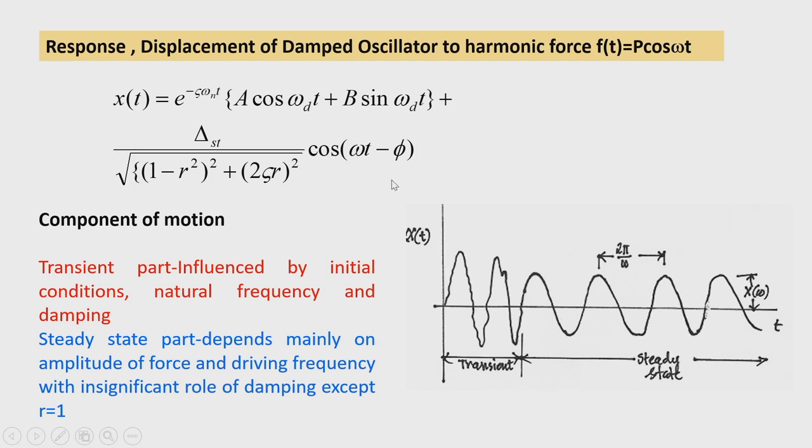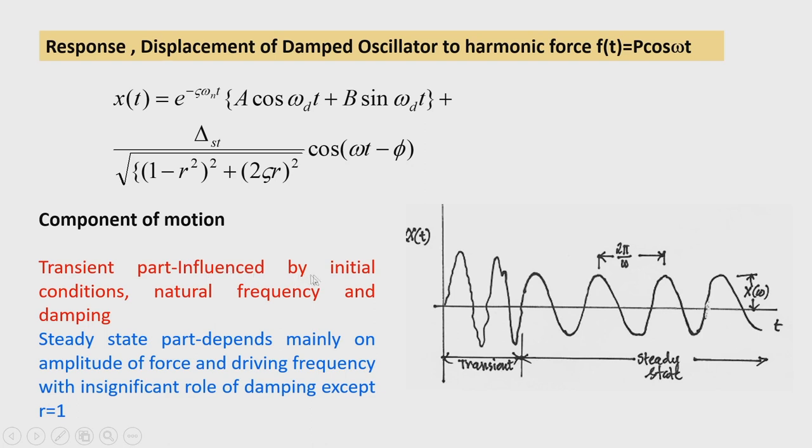So, you can see the steady state oscillation is again a harmonic function with the driving frequency as omega, which is nothing but the frequency of the exciting force. So, response frequency is again omega, that is the characteristic of a linear system, and therefore you are getting the steady state part. And you can see here that the time period of the steady state part is 2 pi by omega, which is equal to the time period of the exciting force or driving force.